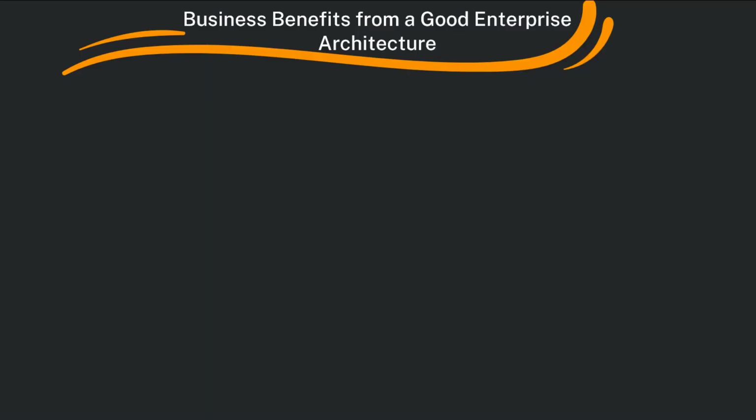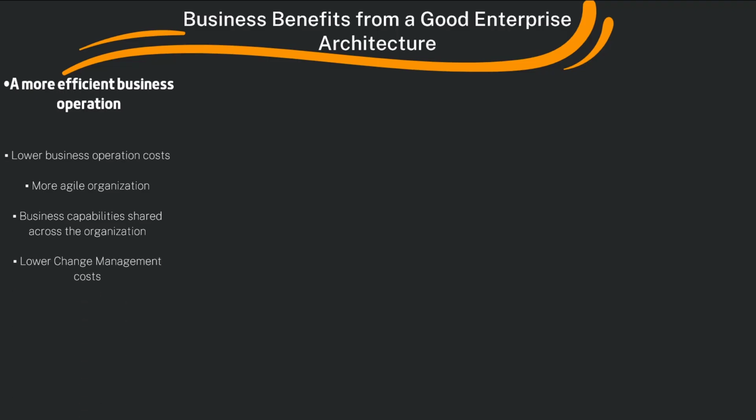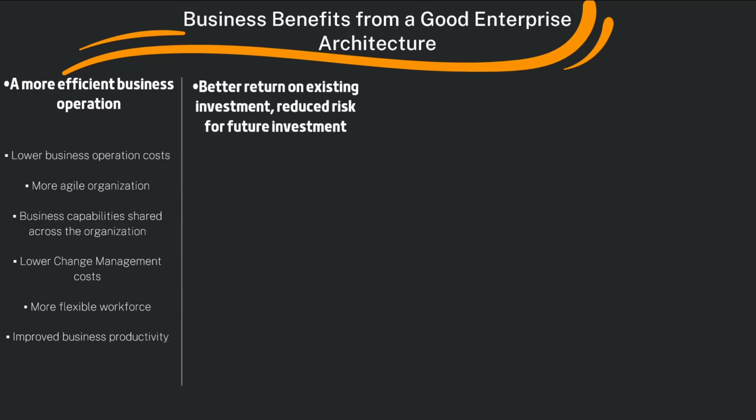Business benefits from a good enterprise architecture. A more efficient business operation, for example: lower business operation costs, more agile organization, business capabilities shared across the organization, lower change management costs, more flexible workforce, improved business productivity, better return on existing investment, and reduced risk for future investment.